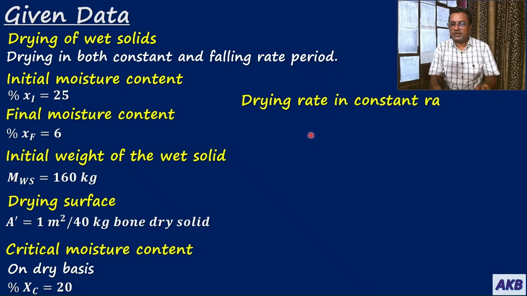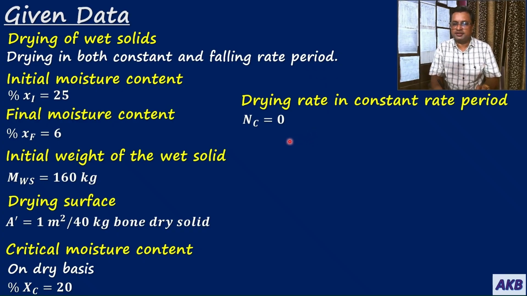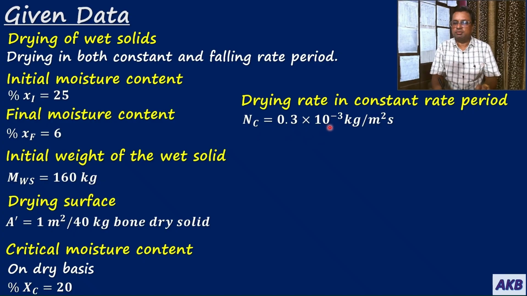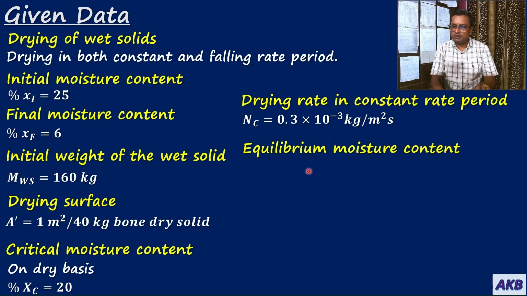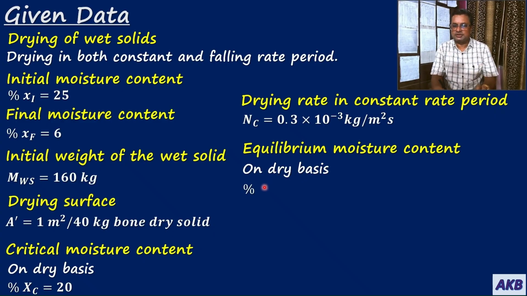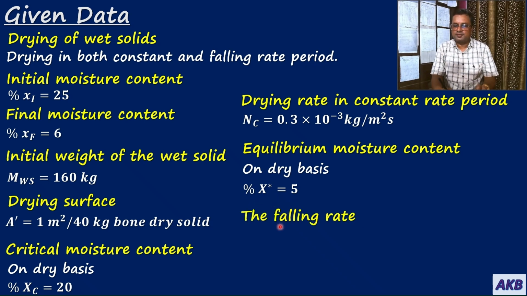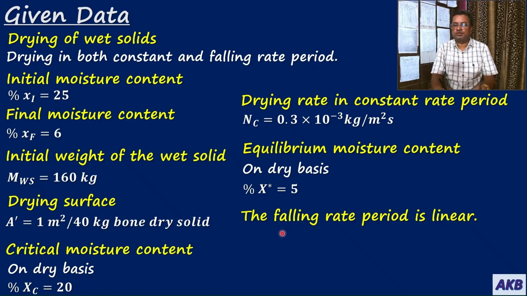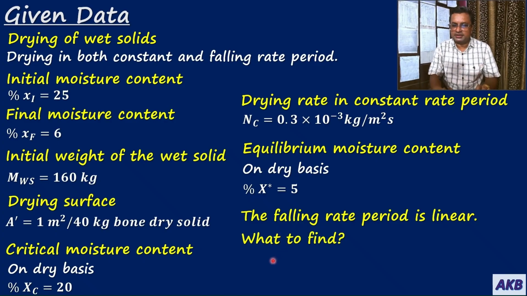Then drying rate in the constant rate period is given to us. We denote that by NC, it is 0.3 into 10 to the power minus 3 kg per meter square per second. Equilibrium moisture content is given to us, again on dry basis. We denote that by percentage X star, it is 5. The falling rate period is linear. We have to assume that the falling rate period is linear.